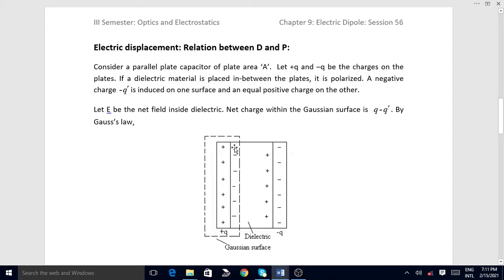Let us denote these negative induced charges as minus Q dash. These are the charges on the surface of the dielectric, and this plus Q is the charge on the capacitor plate. Now imagine a closed Gaussian surface. This is an imaginary closed Gaussian surface.